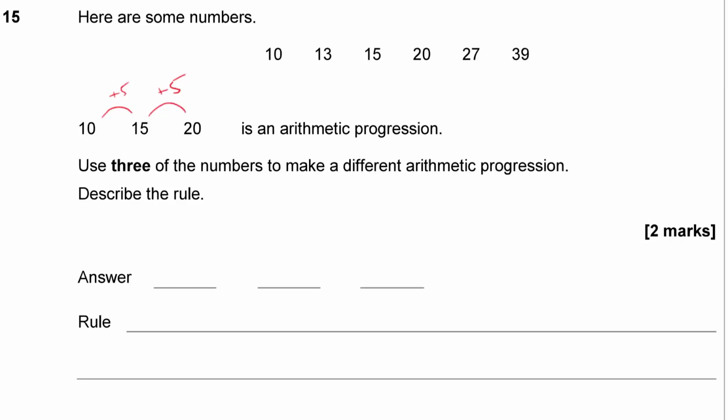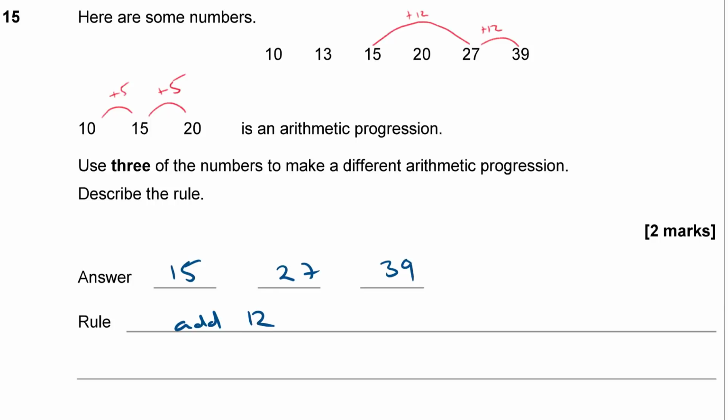Okay, well, let's have a look at the distance between 27 and 39. They are 12 apart, aren't they? So what is 12 less than 27? 12 less than 27 is 15. So I could use 15, 27 and 39. That would work, wouldn't it? So 15, 27 and 39 are my three values. And what's the rule? So the rule is add 12.